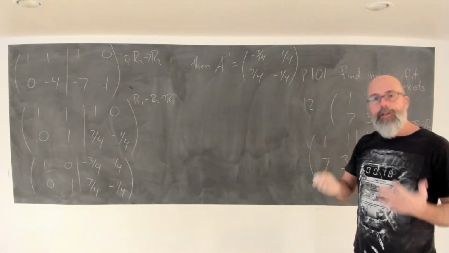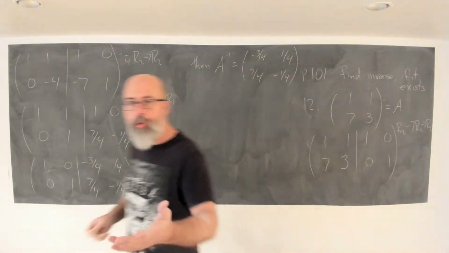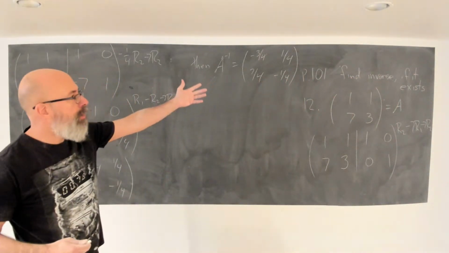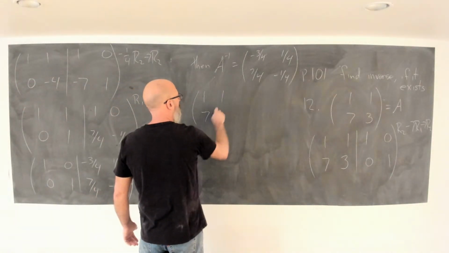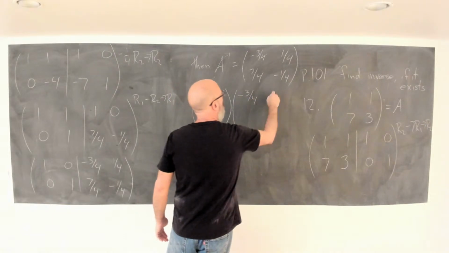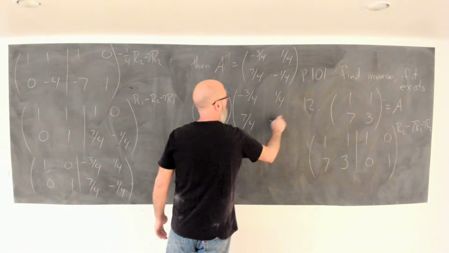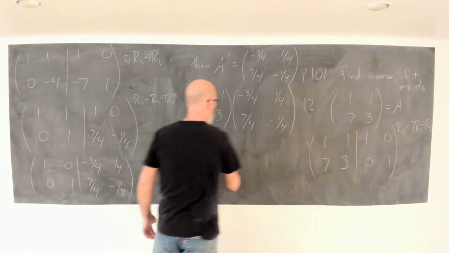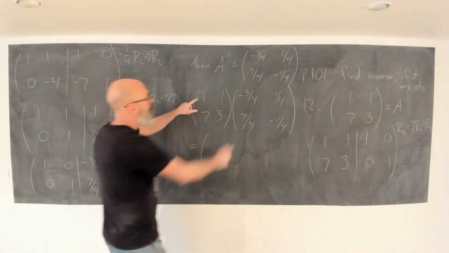And let's verify, because again, here you have the opportunity to verify your work. Is this right? Is this really the inverse? If you multiply the two matrices together, it should give you the identity. Let's do it. See what happens.